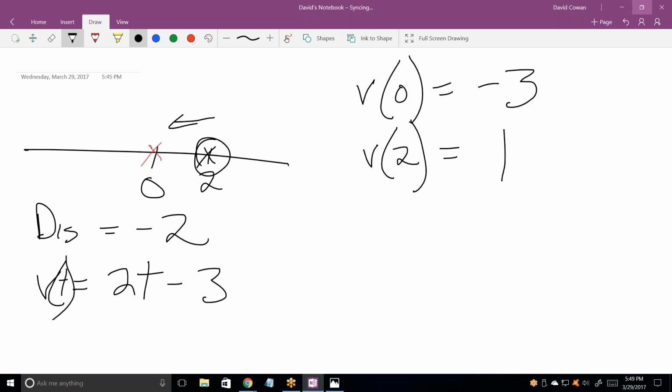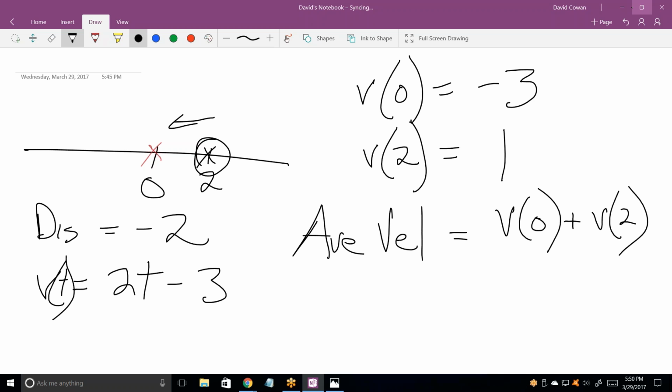Okay. Average velocity is v of 0 plus v of 2, all divided by 2 minus 0. That's how you get an average: you take the beginning plus the end and divide. I don't want to say rise over run, but average velocity is the beginning velocity plus the ending velocity divided by how many seconds? Well, this is -3 plus 1 divided by 2. Your average velocity is -1.